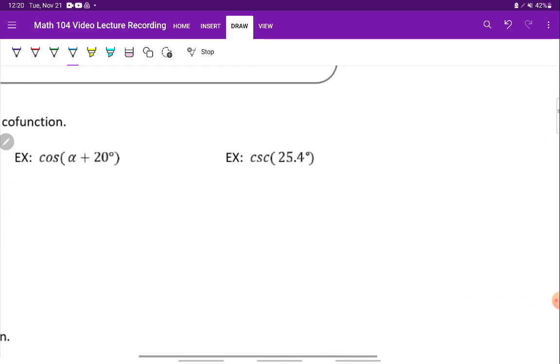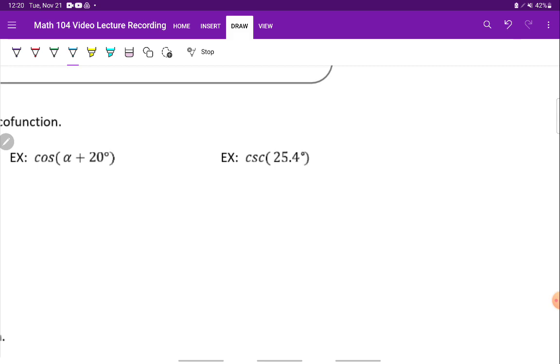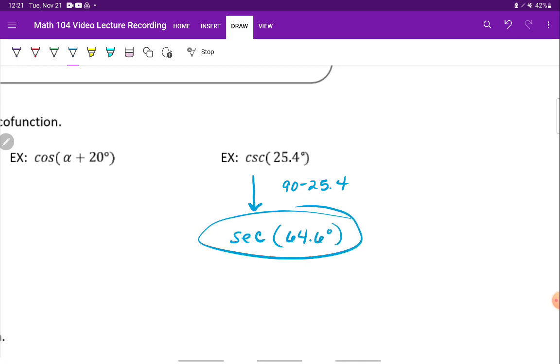All right, I'm actually going to jump over and do this cosecant first. So cosecant of 25.4, the cofunction for cosecant is secant, and then we need the complement of the angle. So 90 minus 25.4, that's 64.6 degrees. And it's just a rewrite, because sometimes it might be more convenient for us to be written in terms of one function than the other function.